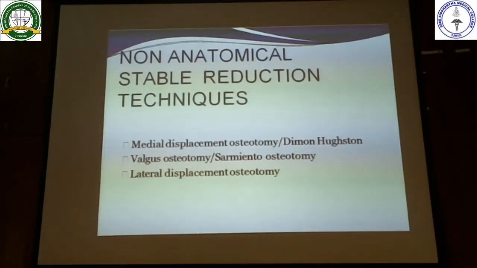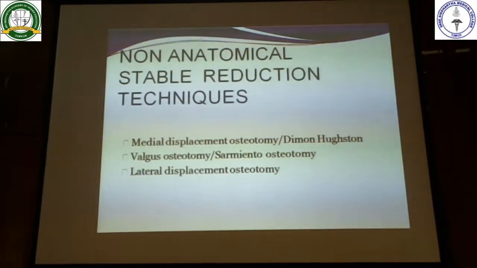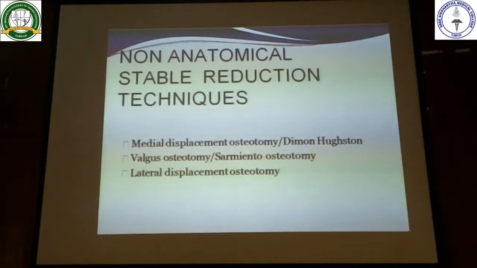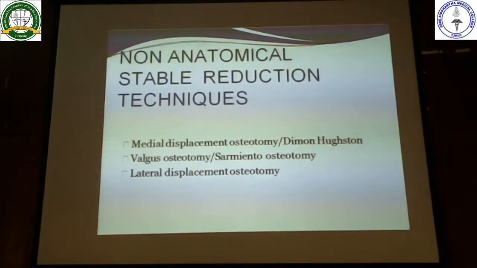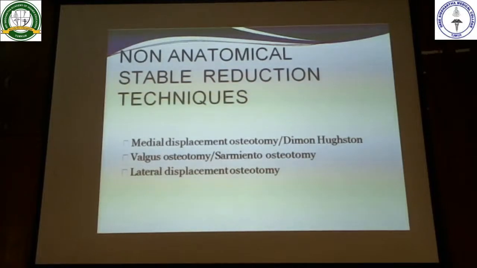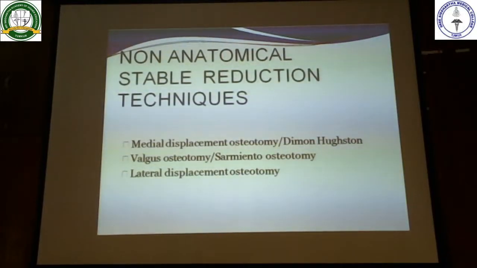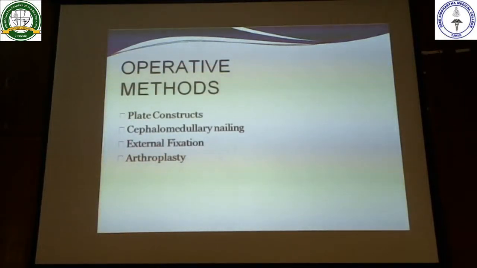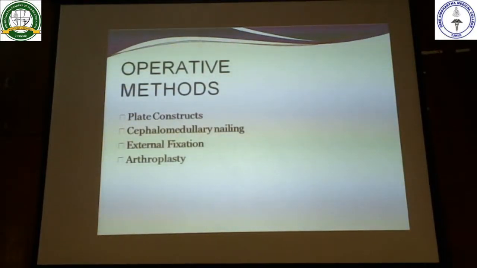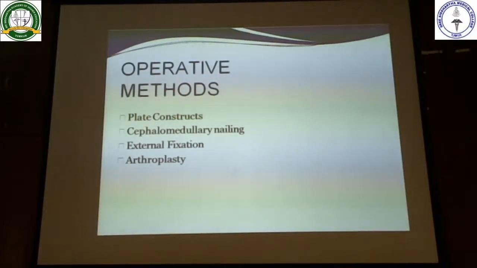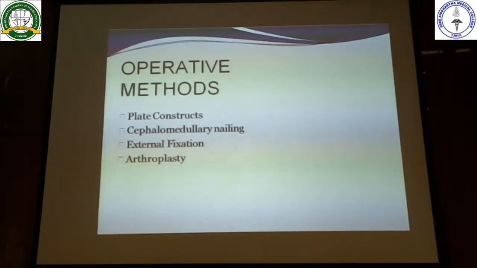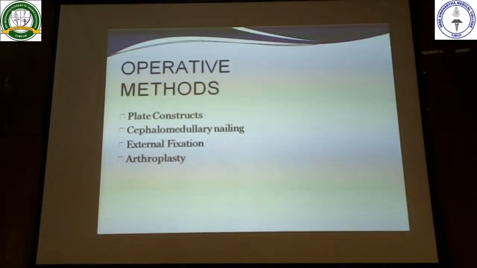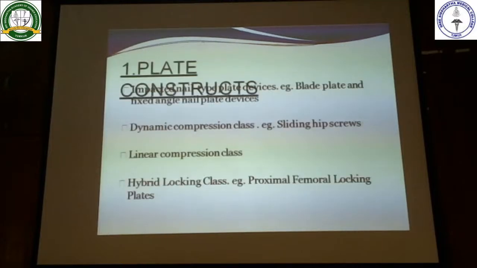So just remember, these are the different types of osteotomies used in IT fracture, because a variety of bone conditions in orthopedics have a variety of osteotomies. They're all named after various persons. So the important ones here are Dimon-Hughston, Sarmiento, and lateral displacement osteotomies for IT fracture. Then what about the implants? Various implants are used for treatment of IT fracture. Operative methods like plate constructs, cephalomedullary nailing, external fixation, obviously if there is an open injury, and of course arthroplasty, that is joint replacement. So these are all the various operative methods that can be considered as far as IT fracture is concerned.